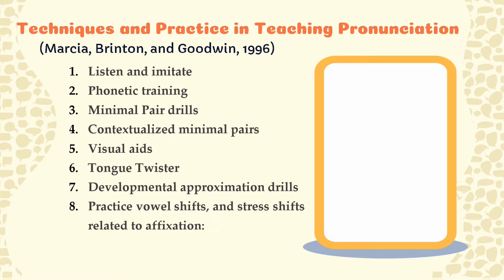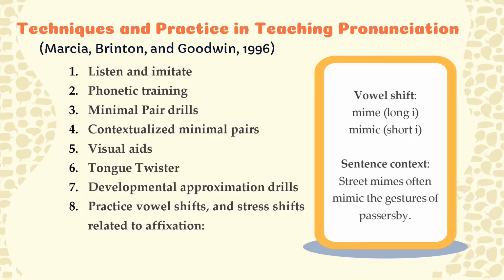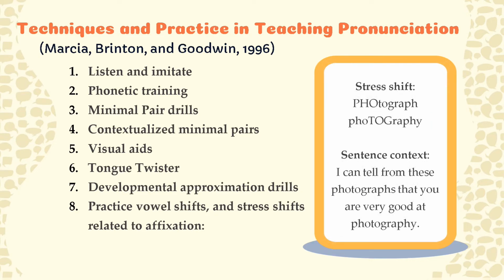Number 8. Practice vowel shifts and stress shifts related to affixation. For example, for the vowel shift: mime, long I; mimic, short I. And in the sentence context, street mimes often mimic the gestures of passersby. Another example, for the stress shift: photograph and photography. And for sentence context, I can tell from these photographs that you are very good at photography.